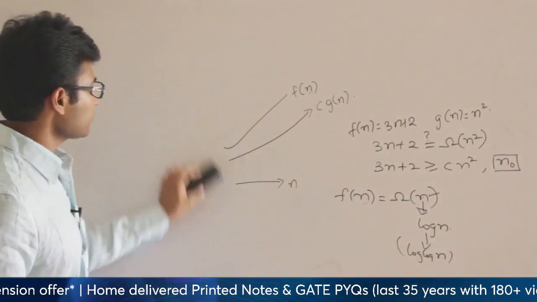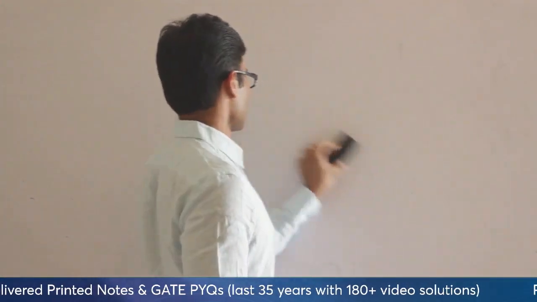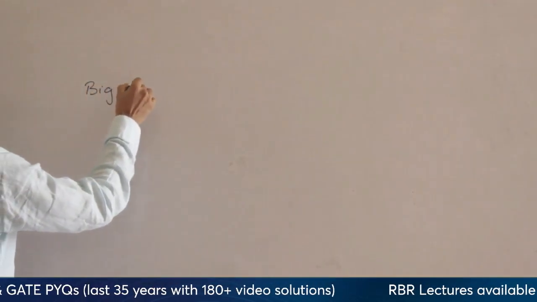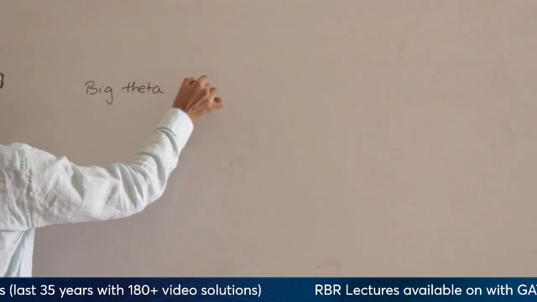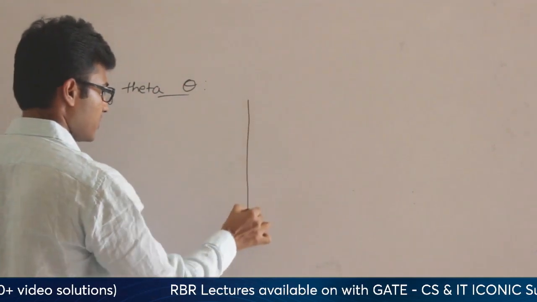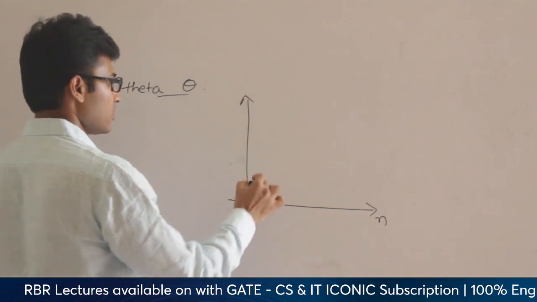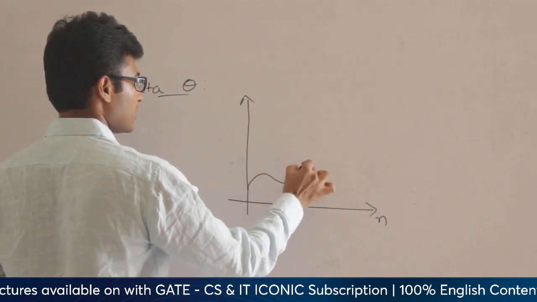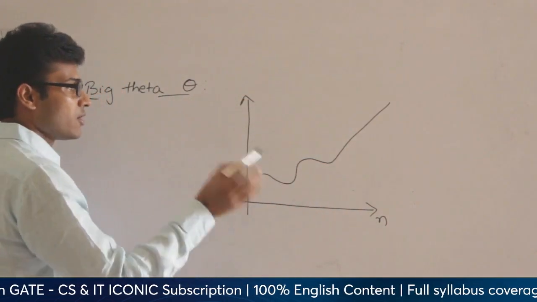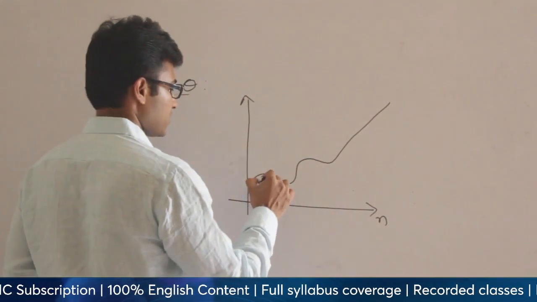Now let's see big theta. Okay, so what about big theta is, if I have a function f which is growing with respect to n, where n is the size of the input, then I should find both the upper bound and lower bound by a function just by varying the constant c values.